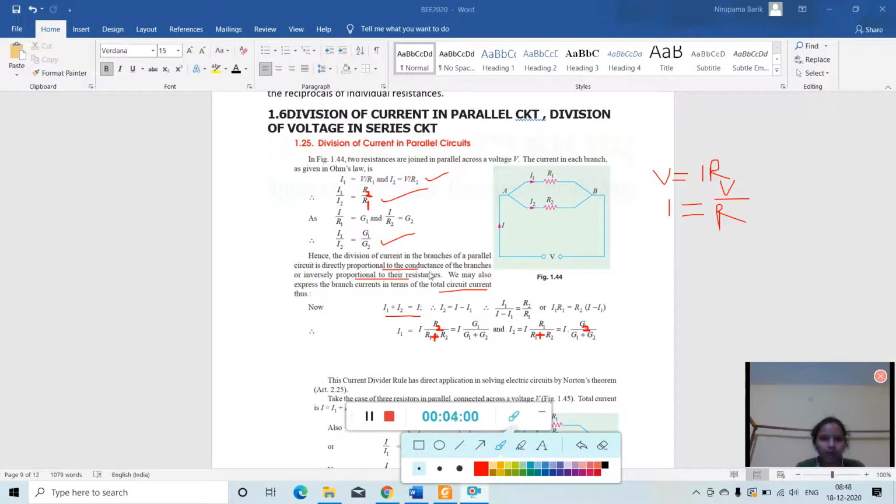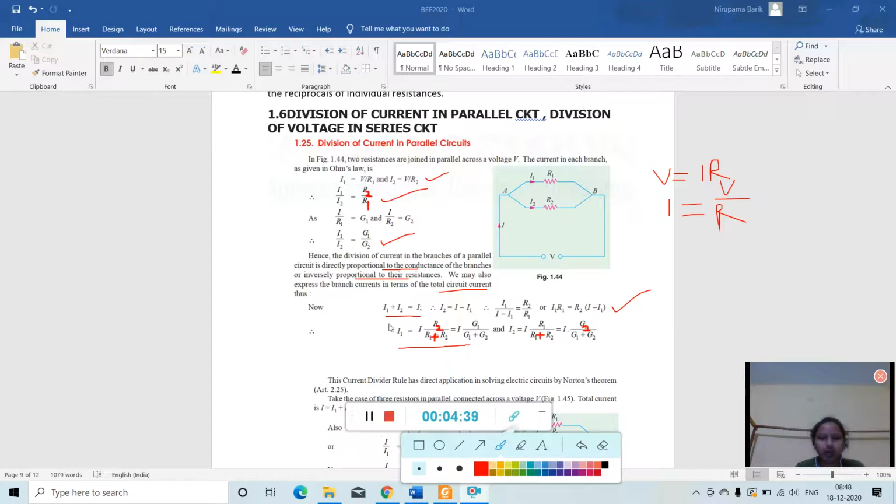And see, come to this equation, I1 by I2 is equal to R2 by R1. So in place of I2, I can write I minus I1. So I1 divided by I minus I1 is equal to R2 by R1. So if we solve this algebraic equation, cross multiply it, I1 R1 is equal to R2 into I minus I1. So if we solve this algebraic expression, we can find out that I1 is equal to I into R2 by R1 plus R2.